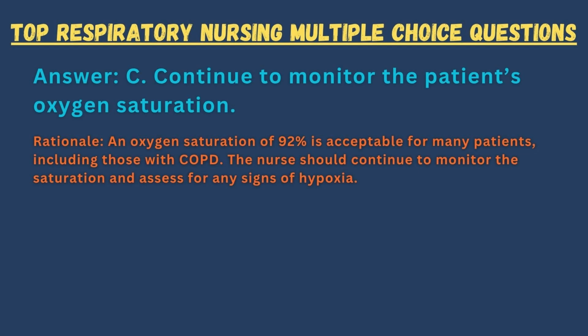Answer: C. Continue to monitor the patient's oxygen saturation. Rationale: an oxygen saturation of 92% is acceptable for many patients, including those with COPD. The nurse should continue to monitor the saturation and assess for any signs of hypoxia.